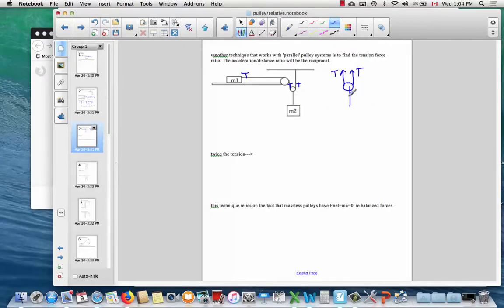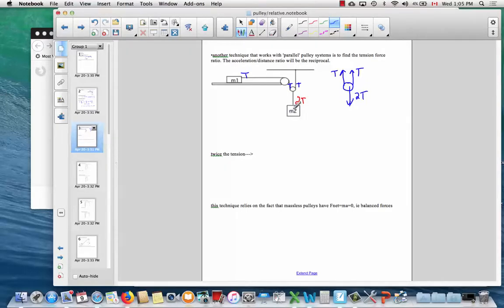Now, if this pulley is taken to be light and has no mass, then when we do net force as ma, because the mass is 0, the net force would consequently need to be 0. And that would mean that the tension force in the lower string would be 2T to balance the forces. So, just use a different color there, twice T. Now, what this really does is it amplifies the force.